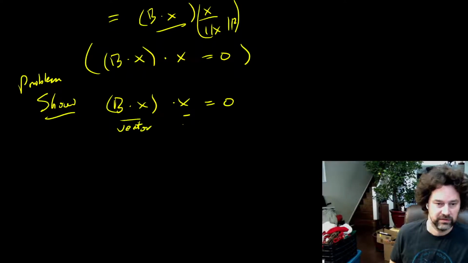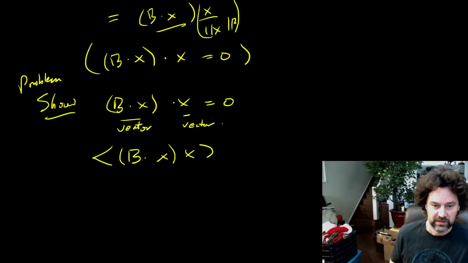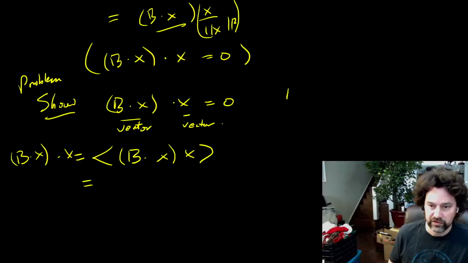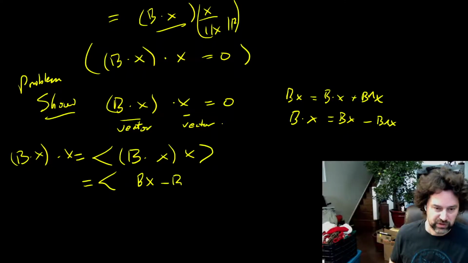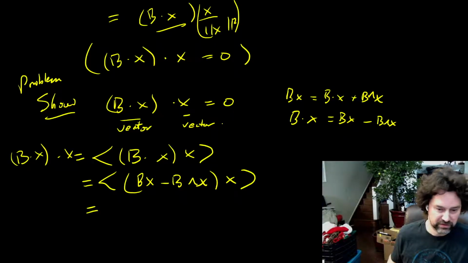and this is a vector. We can just write that as the scalar selection of b dot x times x. And we've also seen that bx is b dot x plus b wedge x. So we can say that b dot x equals bx minus b wedge x. Plug that in. Bx minus b wedge x times x. Select the grade 0 component of that.